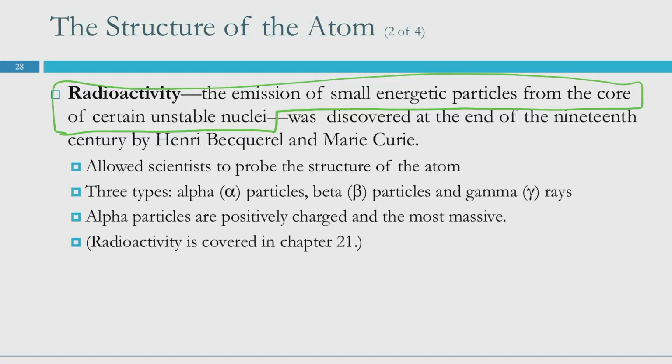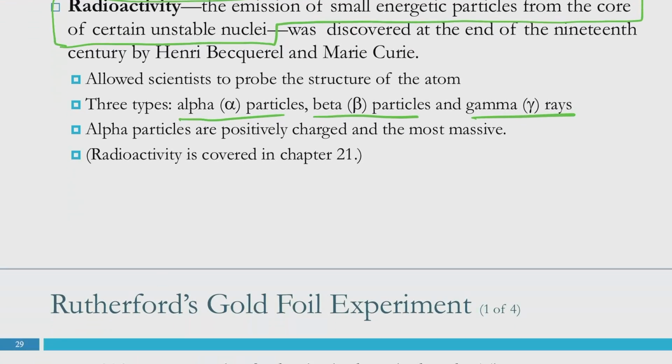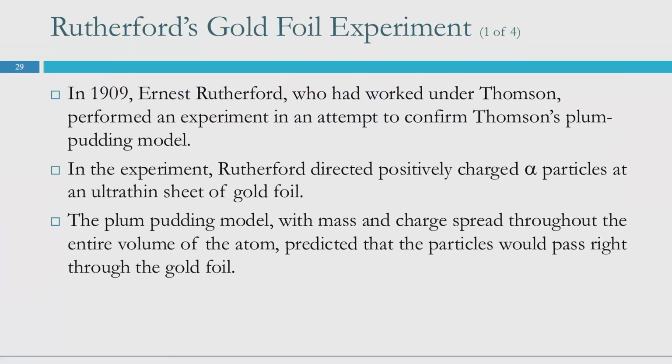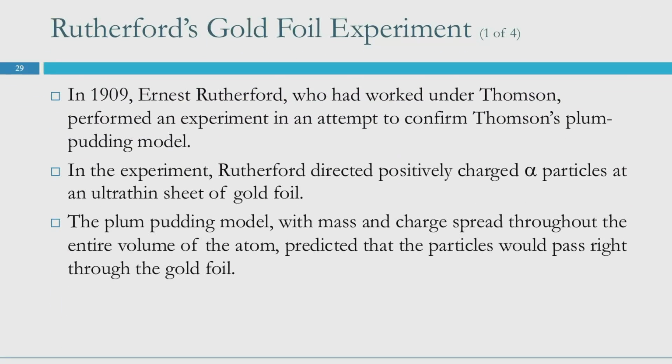So there were three main types. We're not going to talk about them at length here, but they're alpha particles, beta particles, and gamma rays. And alpha particles are primarily what they were using to probe the atom. So they could direct beams of alpha particles at something and just kind of see what happened. So that'll come up later. Maybe in Chem 2. I don't remember.